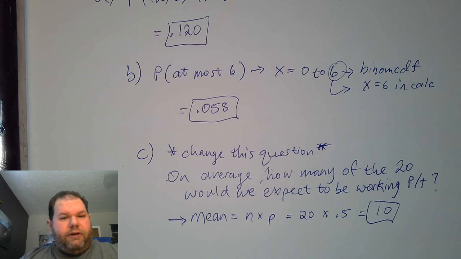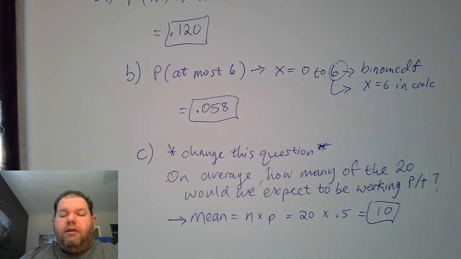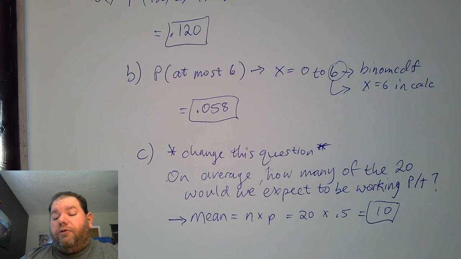Instead of the original C. The original C was just the same thing again that we looked at in Part B, although it was at least rather than at most, so it was a bit of a change, but overall not too bad. Anyway, so make sure you look at that change.